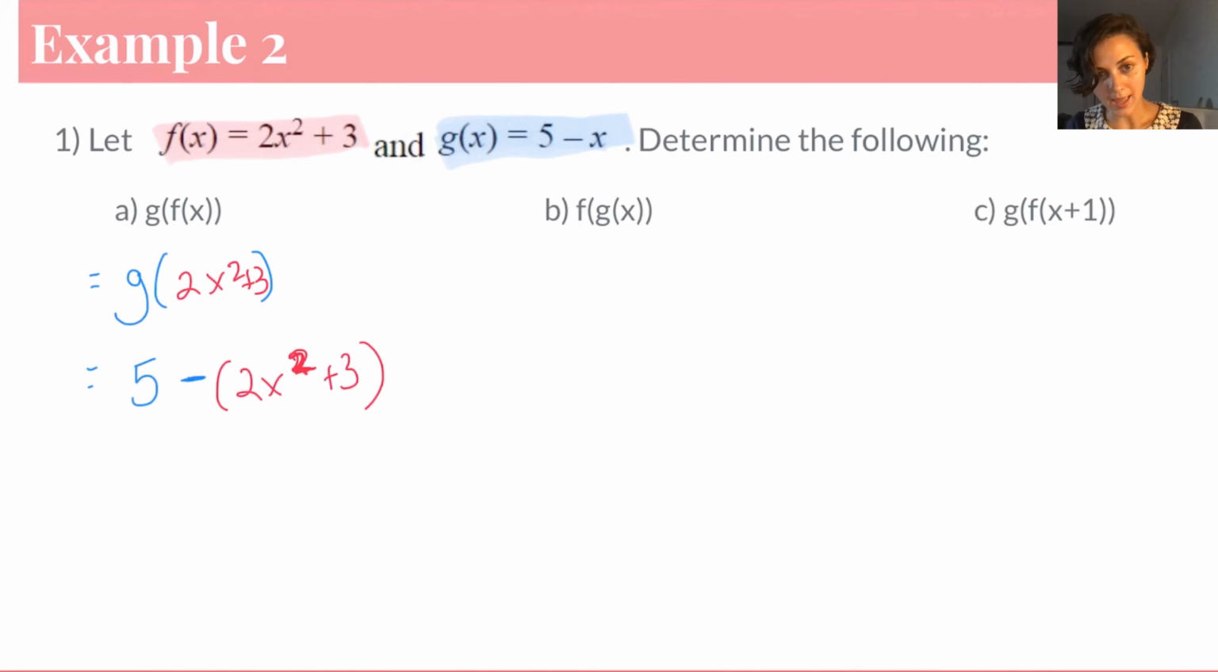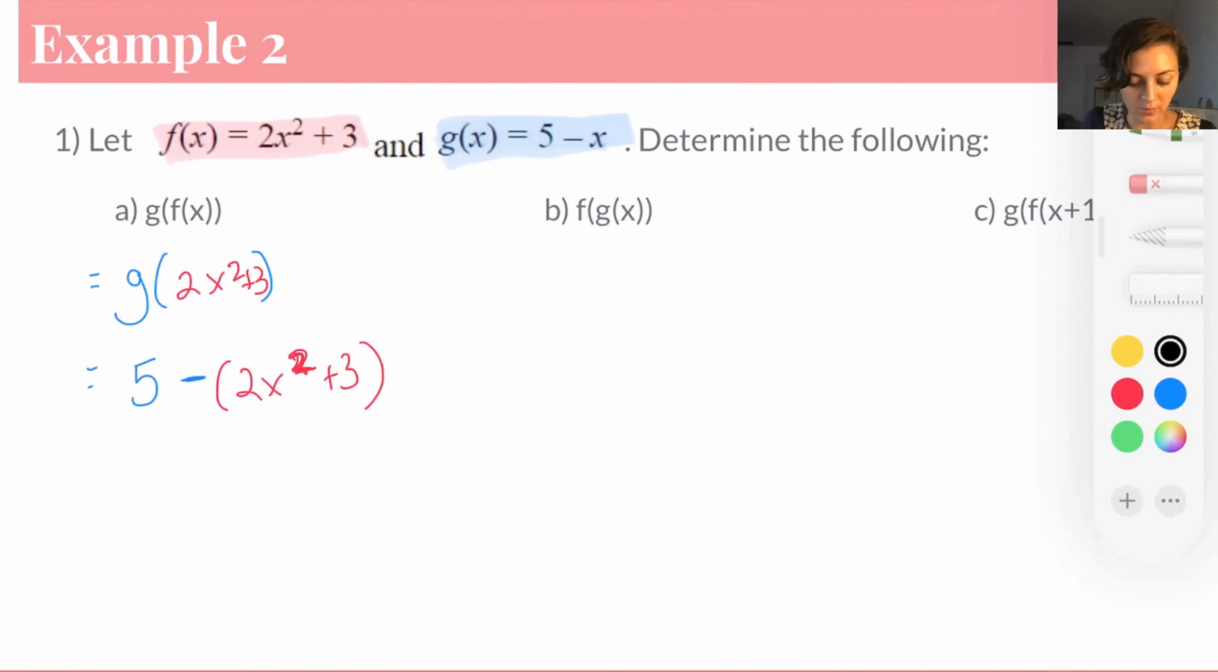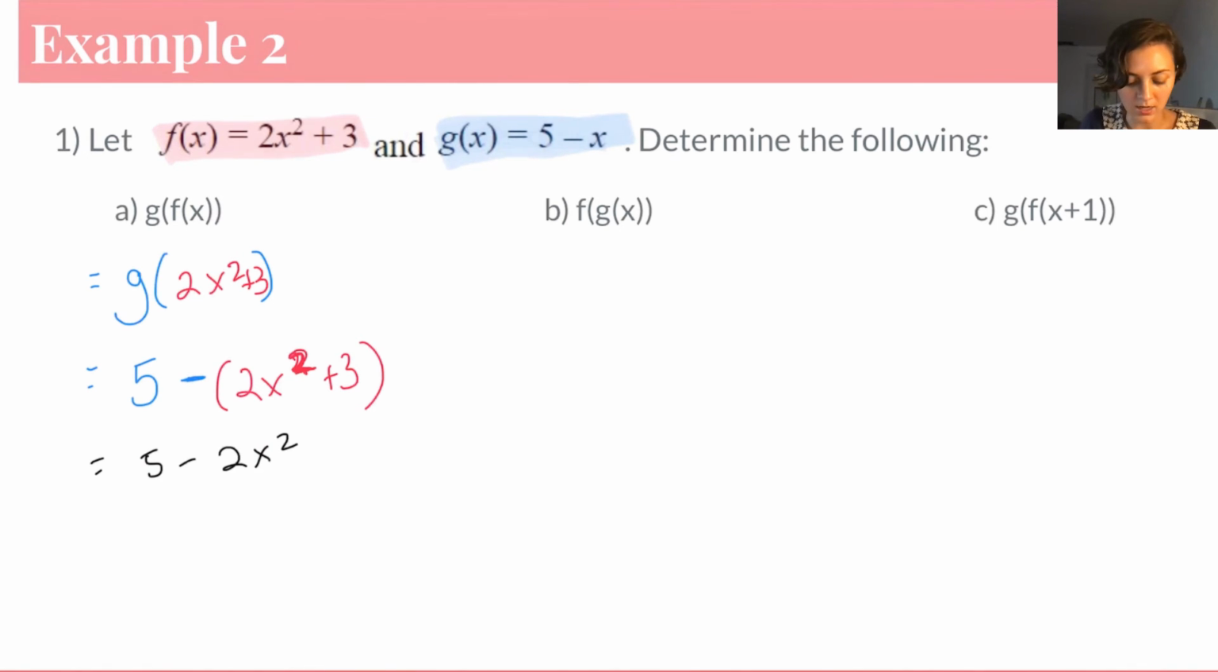Okay. At this point, I've already fully taken the composition. I don't have any more functions. I don't have f or g left, so I've taken the composition, and I just need to simplify my function. So I will just simplify in black. I'll start by distributing the negative sign, and then combining like terms. So 5 minus 3 is 2, minus 2x squared. That is my answer.